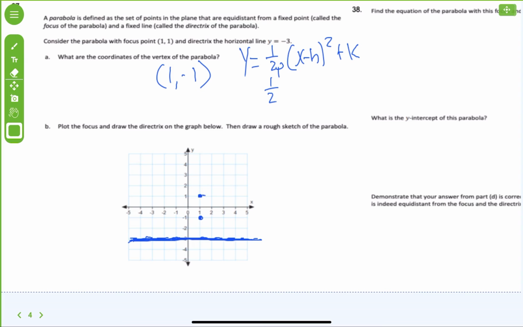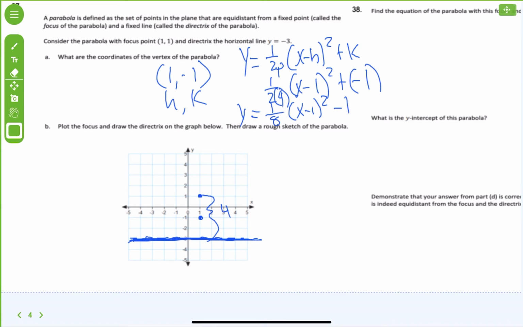So 1/2 p is going to be 1 over 4, let's be times 4. x minus h. This is h and k here. So that's going to be x minus 1 squared plus a -1. So we're just going to leave that. We would say y is equal to 1 over 8 times (x minus 1) squared minus 1. And that's our formula. We can just leave it just like that.